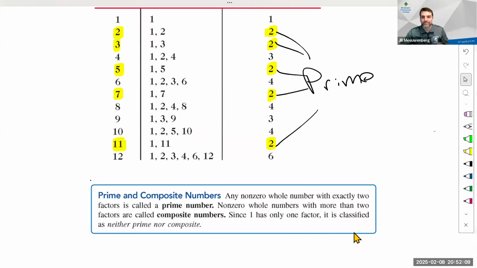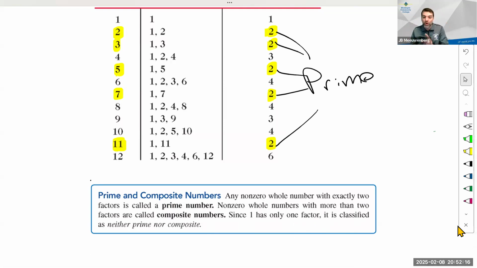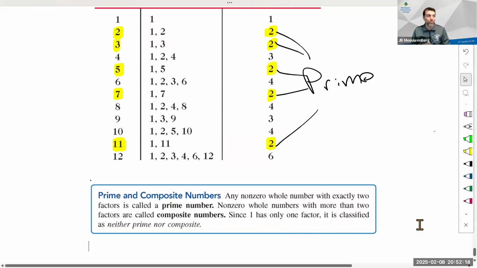What about the number 1? 1 is neither. 1 is neither prime nor composite. How many factors does the number 1 have? Only 1. It doesn't fit into either of the definitions. So 1 is neither prime nor composite.